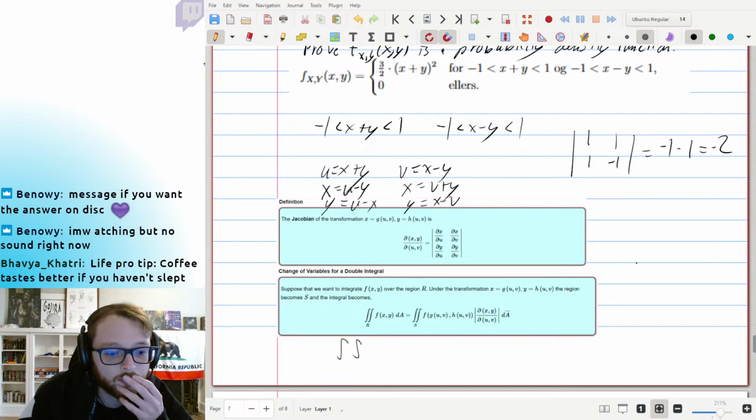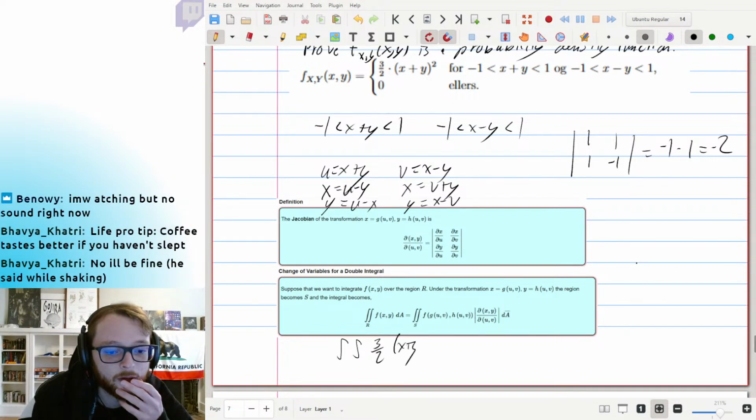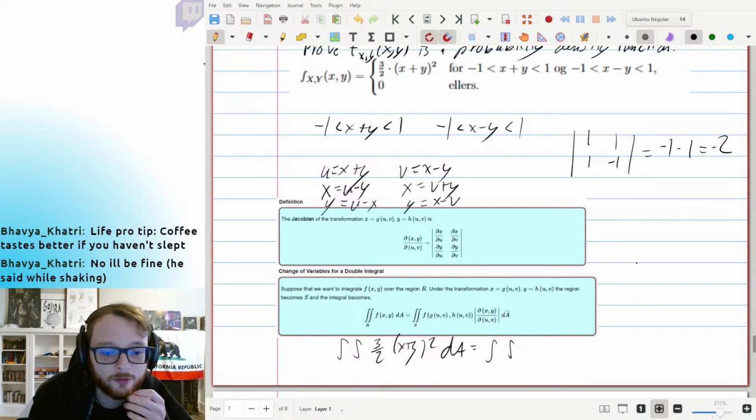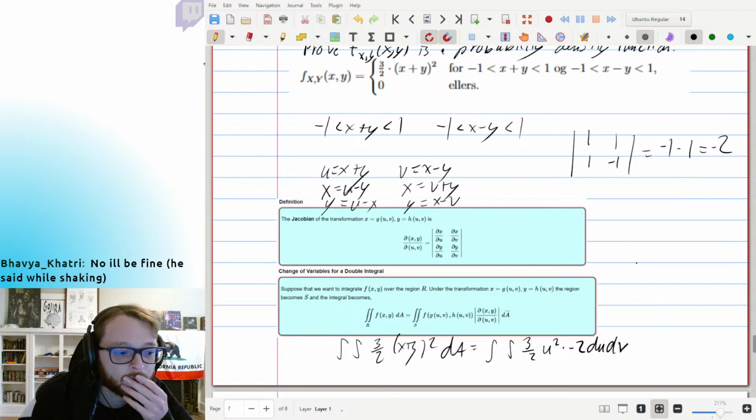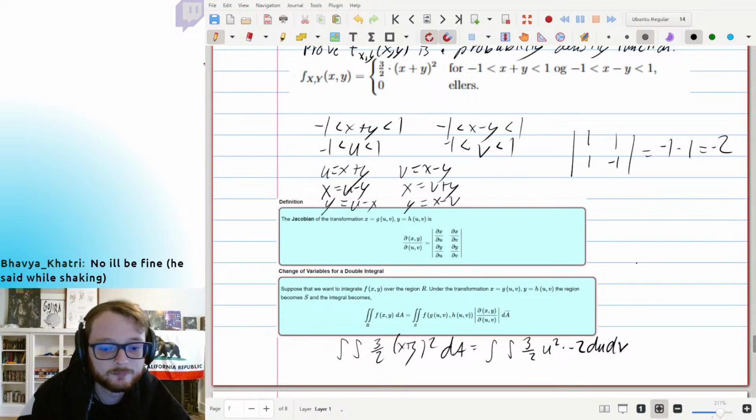the double integral of 3/2 x plus y squared dA is equal to the double integral of 3/2 u squared times -2, let's just say du dv. V, make it more angular. It'll be fine, he said while shaking. Oh no. And so if x plus y goes from -1 to 1, then u goes from -1 to 1. Likewise with the v. So -1 to 1, -1 to 1.